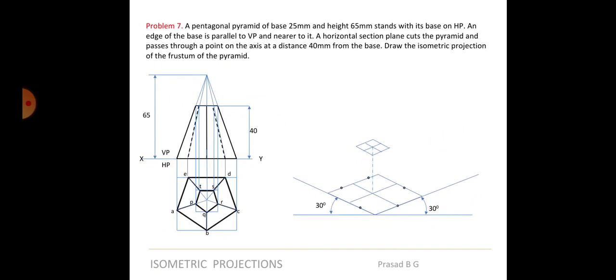Okay, so 5 points on the base and 5 points on the top. A, B, C, D, E is the base. P, Q, R, S, T is the top. Once you get the points, you can join all those with black only. I mean, you can make it dark only, because the top everything will be visible, but the base everything will not be visible. You have to be careful.